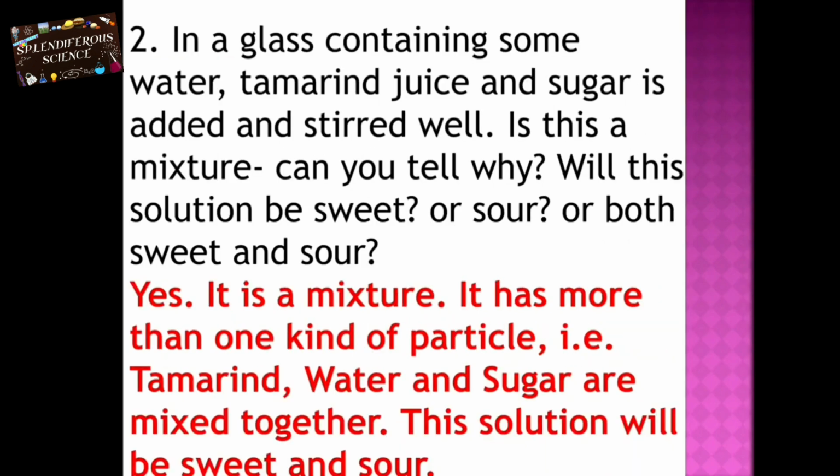In a glass containing some water, tamarind juice and sugar is added and stirred well. Is this a mixture? Can you tell why? Will this solution be sweet or sour, or both sweet and sour? Yes, it is a mixture. It has more than one kind of particle. That is, tamarind, water and sugar are mixed together. This solution will be sweet and sour.